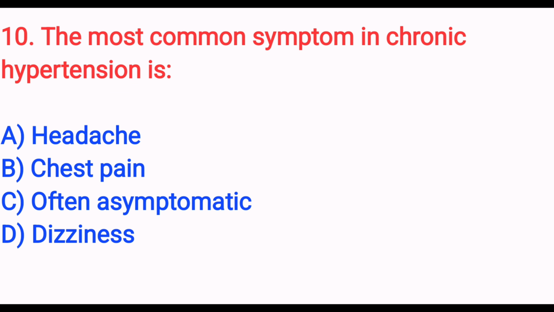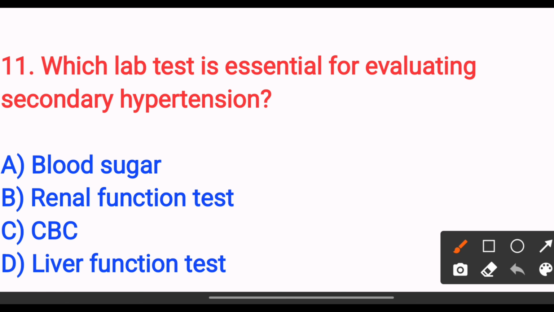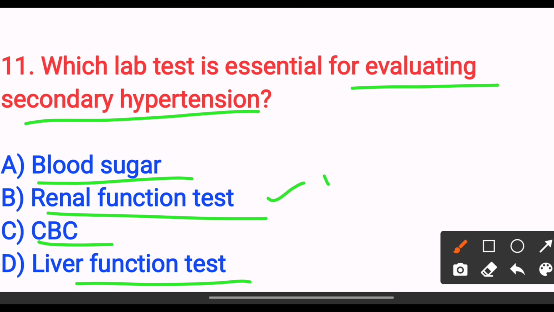Next, which lab test is essential for evaluating secondary hypertension? Option A blood sugar, option B renal function test, option C CBC, option D liver function test. The answer is option B, renal function test, because renal function assessment helps to detect the renal causes of hypertension.